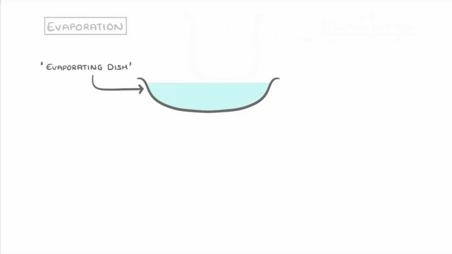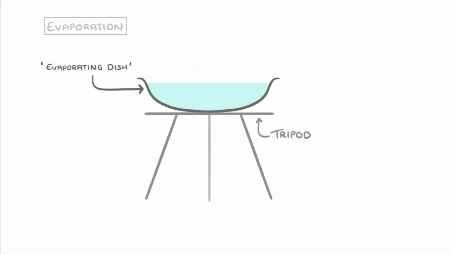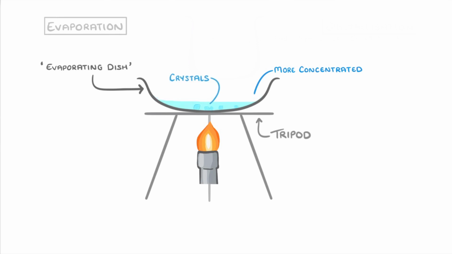For evaporation, we place our solution in an evaporating dish, or a crucible, which we normally place on a tripod, and then slowly heat it with a Bunsen burner. This will cause the solvent to start evaporating, and the remaining solution to get more concentrated. After a while, crystals will start to form, because it's so concentrated. And eventually, all of the solvent will disappear, leaving us with dry crystals of our solid.